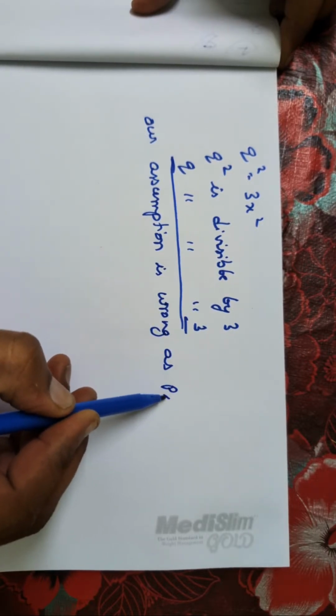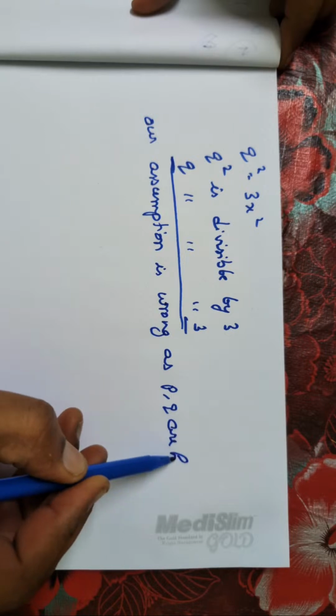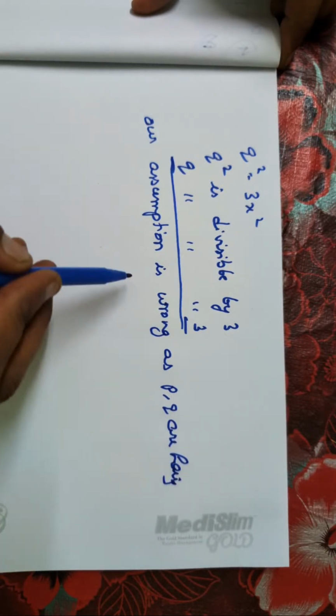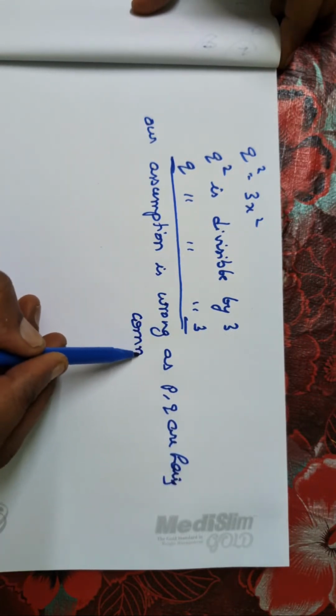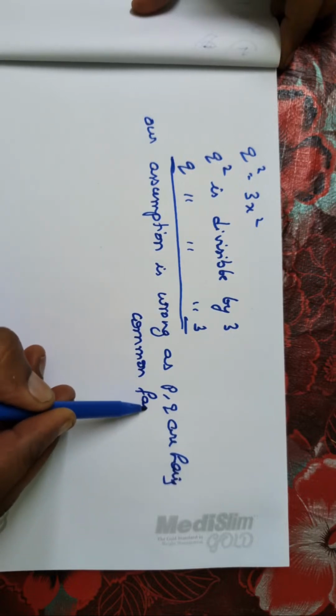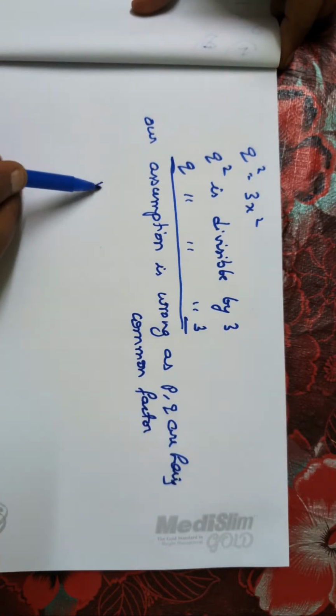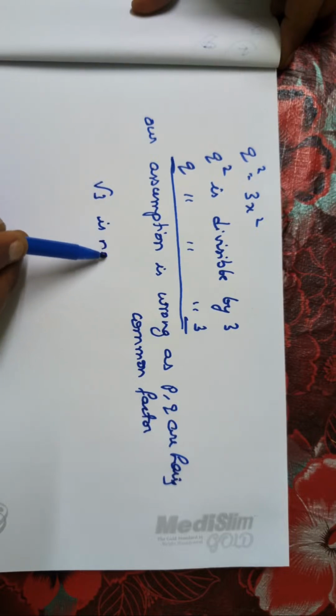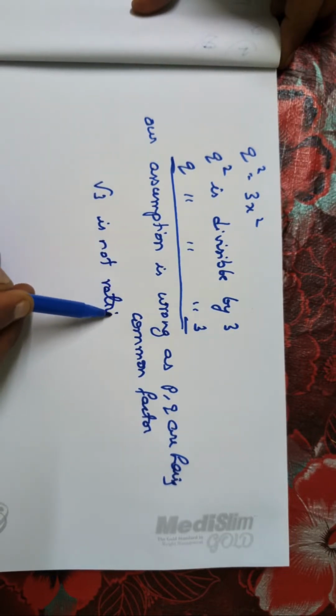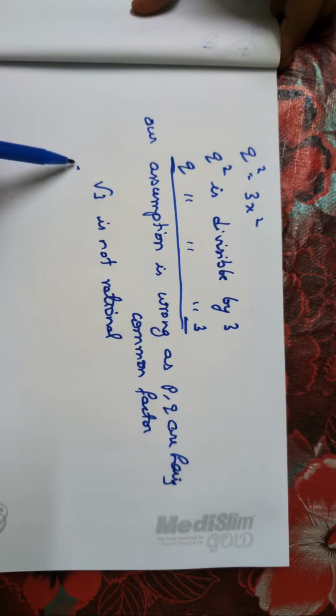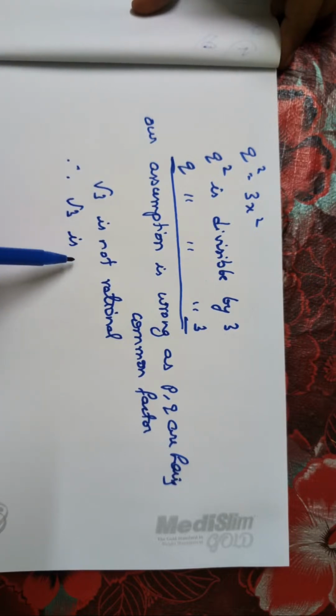As P and Q are having a common factor, root 3 is not rational. Hence we can prove that root 3 is irrational.